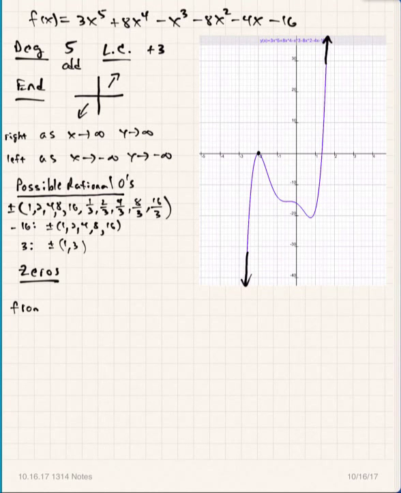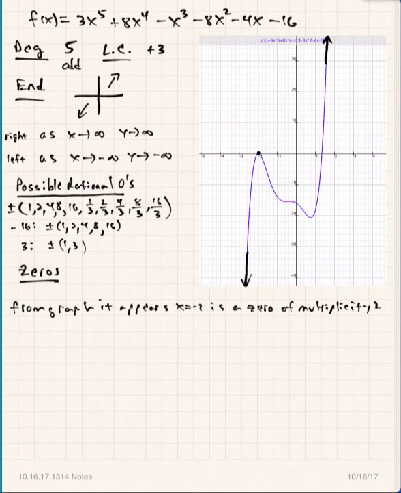So from the graph, it appears x equals -2 is a 0 of multiplicity 2, which means that we think it occurs as a 0 twice. And remember, the reason why we think it's a 0 of multiplicity 2 is because the graph looks like a parabola right there at -2. So the graph looks like a parabola.